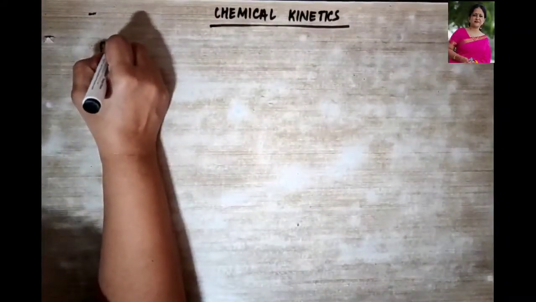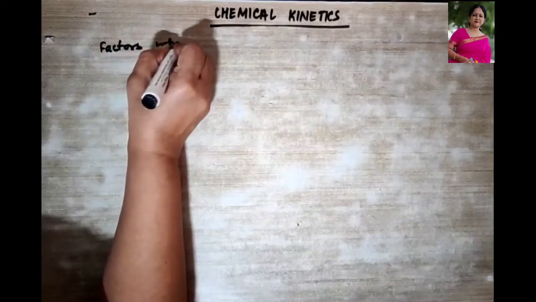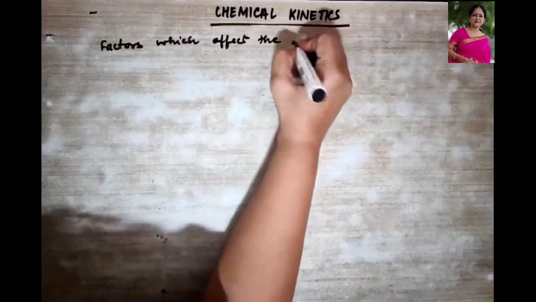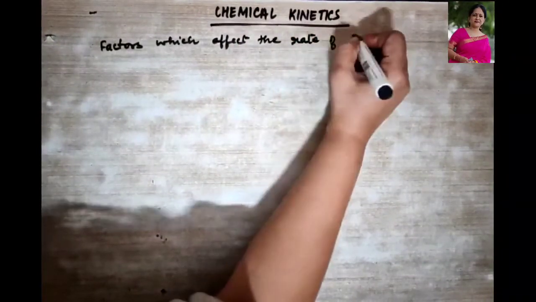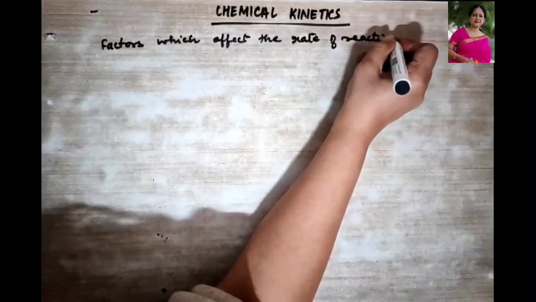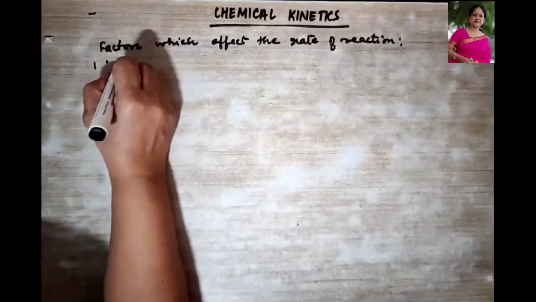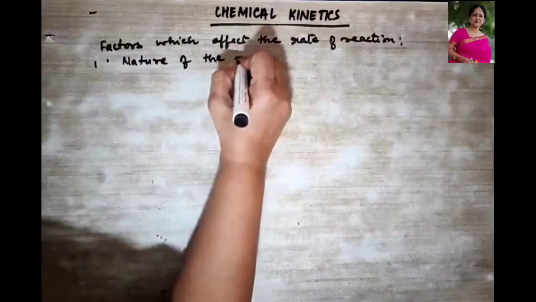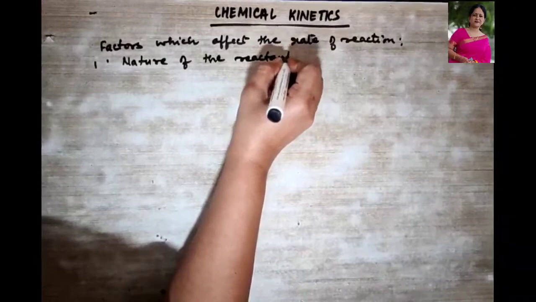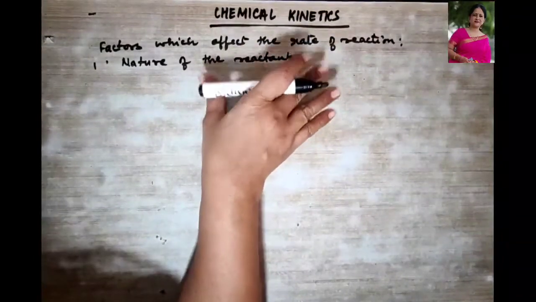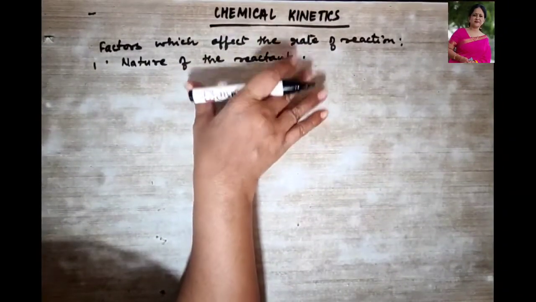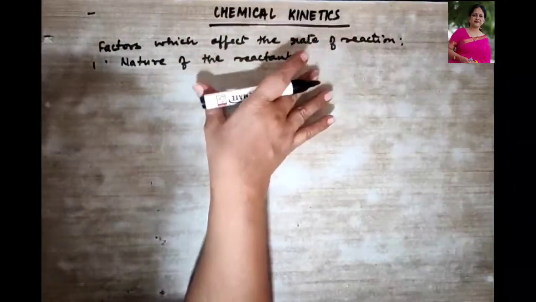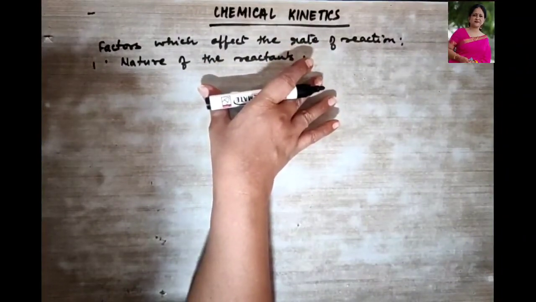Now let us understand the factors which affect the rate of reaction. The first factor is the nature of the reactants. The reactions involving polar and ionic reactants are quite fast, whereas covalent compounds are much slower, right?